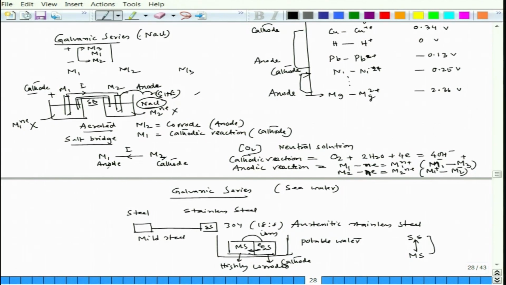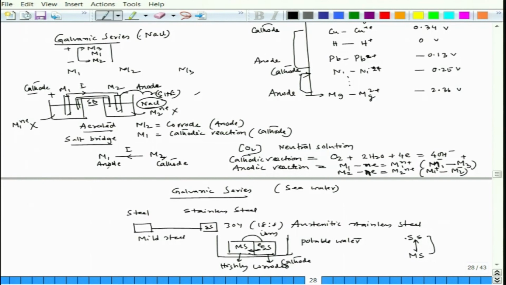This is very important because it tells me that highly noble and highly active metals cannot be joined for engineering applications. We have to be very careful to select materials that are close by in the galvanic series, but in this case they are wide apart. Wide apart means there will be a highly cathodic and a highly anodic metal, okay. If they are close by, the galvanic effect will hardly be noticed. We will talk about this part in our next lecture.